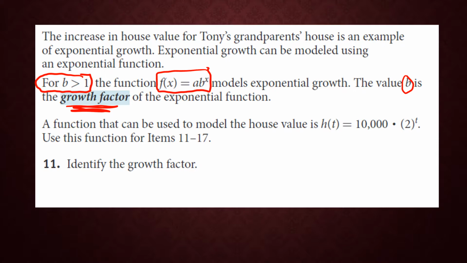So the function that can be used to model the house value is h of t, in other words, house value based on time, is 10,000, that's the starting amount, times 2 to the power of t. T being standing in for x because we're talking about time here. So the growth factor is always the base of the power, so the growth factor in this function is 2.